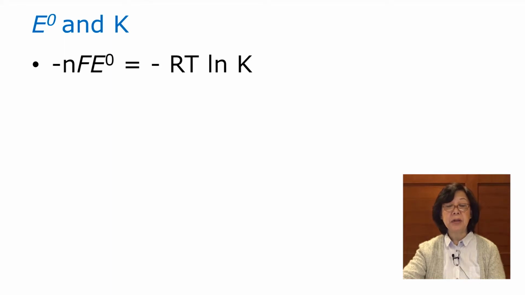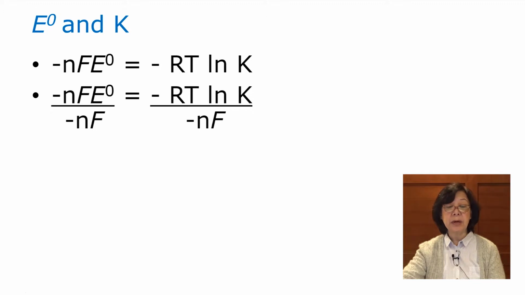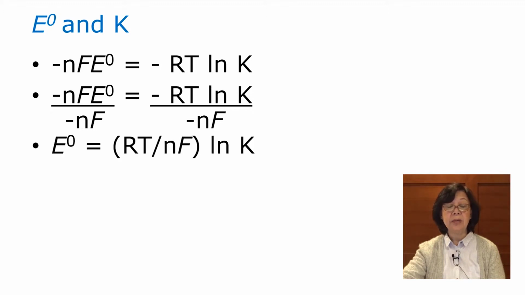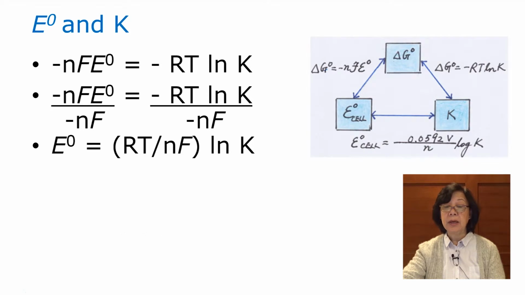As minus nF E0 is equal to minus RT natural log of K, we can divide both sides by minus nF, and that turns into E0 equal to RT over nF times natural log of K. And remember the earlier relationship where delta G0 is equal to minus RT natural log of K, and the Gibbs free energy change is also equal to negative nF E0, and the cell potential E0 is equal to 0.0592 volt over n times log of K.